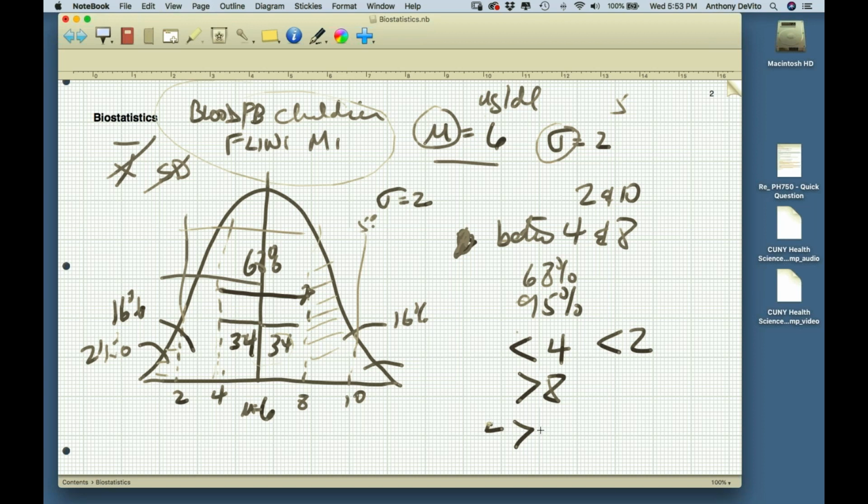Let me think about this. Greater than 4 and less than 10. Okay, going to get a little bit more complicated now, right? Well, greater than 4 and less than 10.